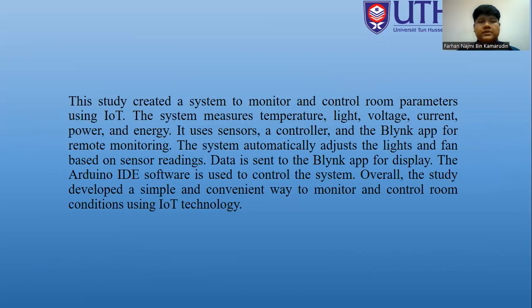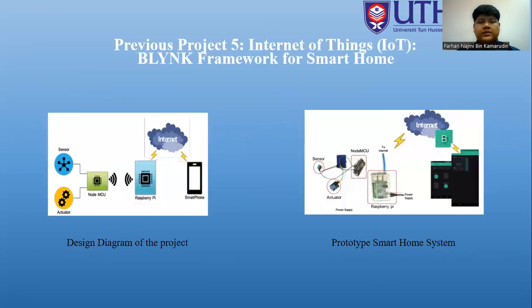This study created a system to monitor and control room parameters using IoT. The system measures temperature, light, voltage, current, power, and energy. It uses sensors, a controller, and a Blynk app for remote monitoring. The system automatically adjusts the light and fan based on sensor readings. Data is sent to the Blynk app for display. The Arduino IDE software is used to control the system. Overall, the study developed a simple and convenient way to monitor and control room conditions using IoT technology.